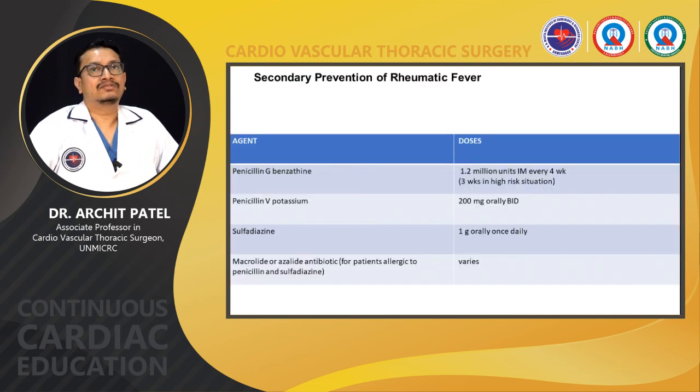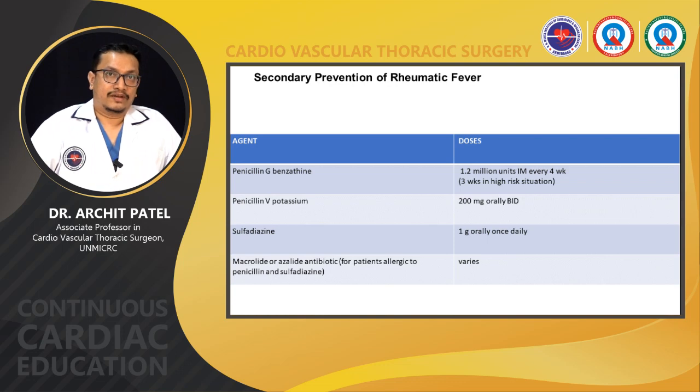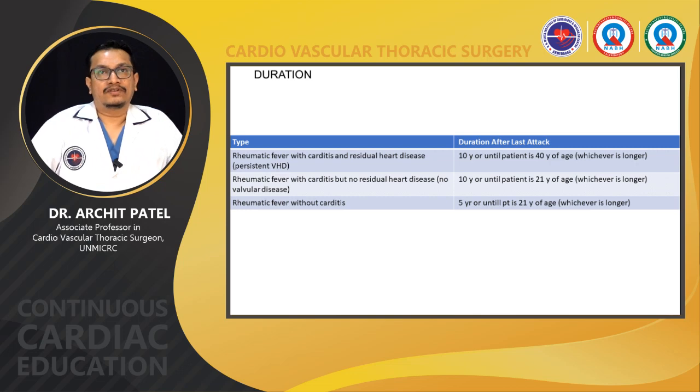Management. Secondary prevention of rheumatic fever, which is most common in India, with injectable penicillin or oral penicillin, sulfadiazine, or macrolide or azalide antibiotic for patients allergic to penicillin and sulfadiazine. Duration: rheumatic fever with carditis and residual heart disease, 10 years or until patient is 40 years of age. Rheumatic fever with carditis but no residual heart disease, 10 years or until patient is 21 years of age. Rheumatic fever without carditis, 5 years or until patient is 21 years of age.